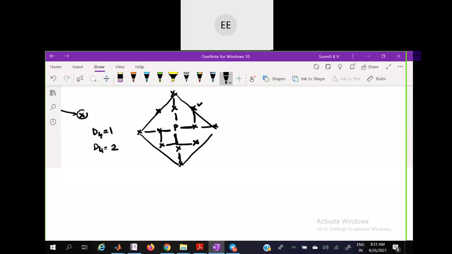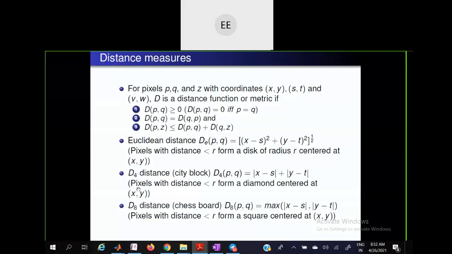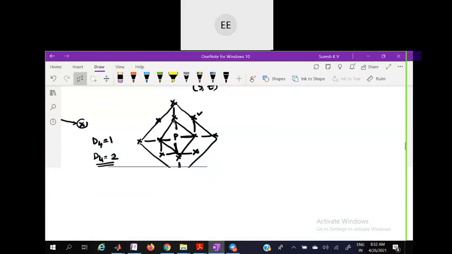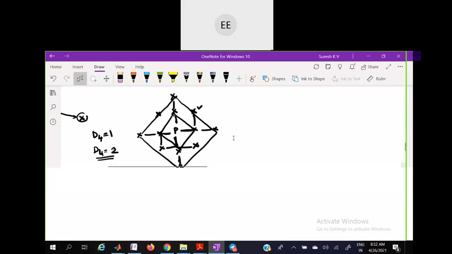So all pixels whose distance d4 equal to 2 lie in this region. All pixels whose distance is equal to 1 lie in this shape. That's exactly what is written here. Pixels with distance less than r, which can be 1, 2, 3, etc., form a diamond centered at x comma y. So this is the diamond shape I am talking about. Is the point clear?